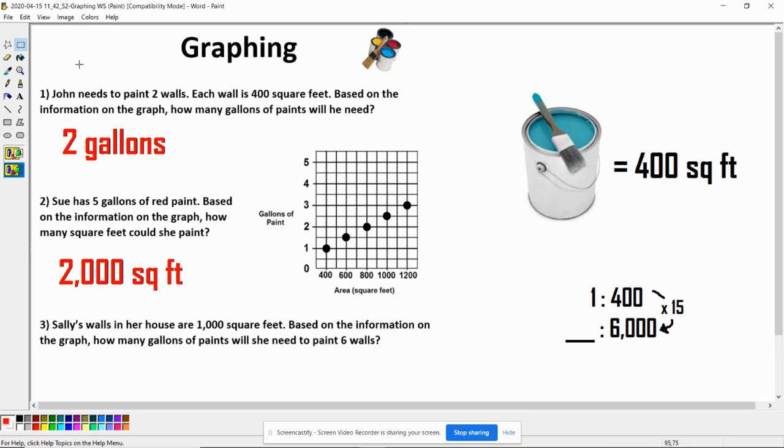Number one, John needs to paint 2 walls. Each wall is 400 square feet. Based on the information on the graph, how many gallons of paint will he need?